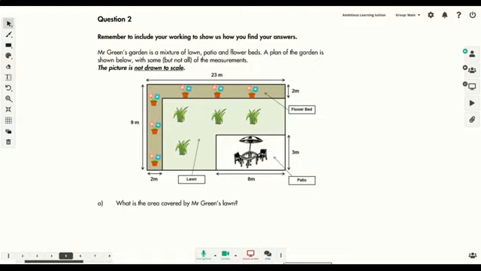So they are saying Mr. Gaines' garden is a mixture of lawn, patio, and flower beds. The plan of the garden is shown below, but it's not for measurement. The first one is, what is the area covered by Mr. Gaines' garden? I'll give you a minute to do this.